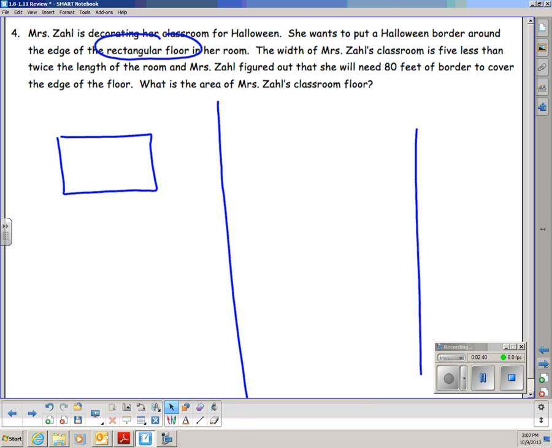Now, the width of Mrs. Zoll's classroom is 5 less than twice the length of the room. Stop right there. I have a translation piece right here. The width is 5 less than twice the length of the room. The length is coming at the end of that piece. That's your x. That's your length.